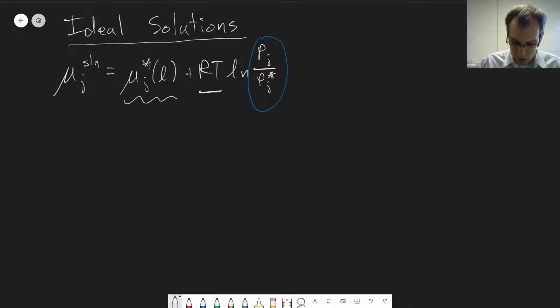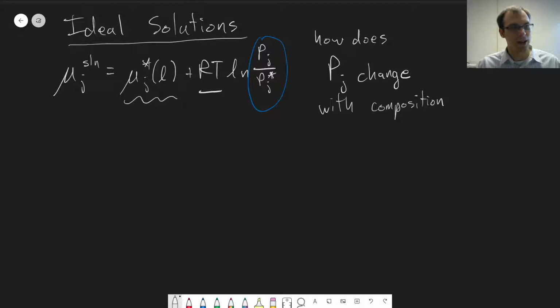So we need an expression for the vapor pressure of one component of our solution, and how does that change? How does PJ change with respect to composition? Or we could think of this as concentration. We'll usually write this in terms of mole fractions, though. Specifically, given a specific value of xj between 0 and 1, can we predict the value of pj? And then that would tell us about the chemical potential. So our starting point here is an ideal solution where we have a pretty simple expression for this.